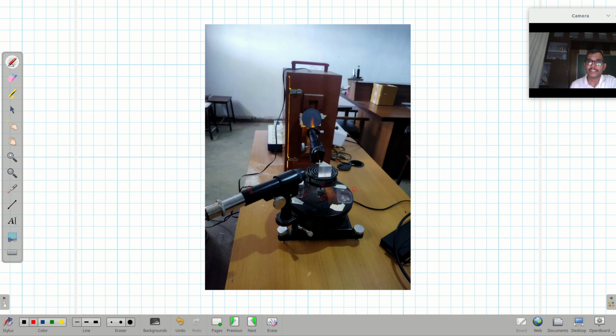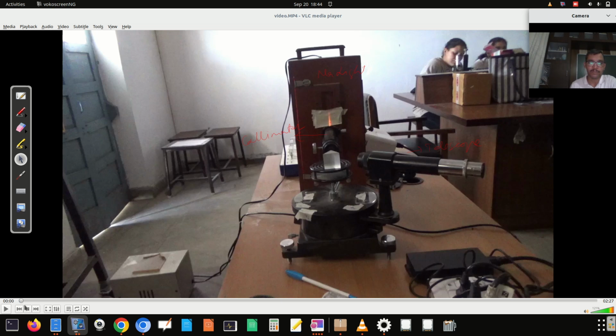Here the light is coming parallel, made to fall on this one, and it is reflected like this. Light is coming from this side and it is reflected like this. So we have to measure this angle between these two radiations, and this angle is theta, and the angle of the prism is nothing but theta by 2. So let us have a look at a small video that is there with us.